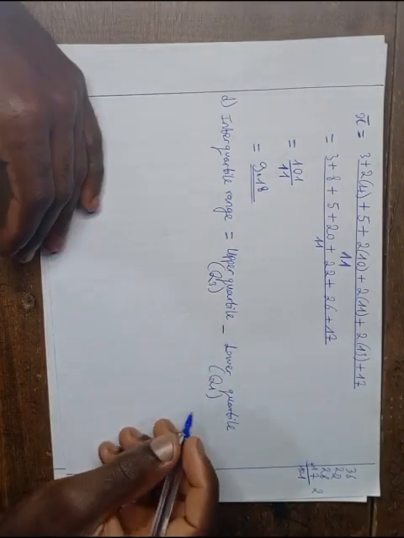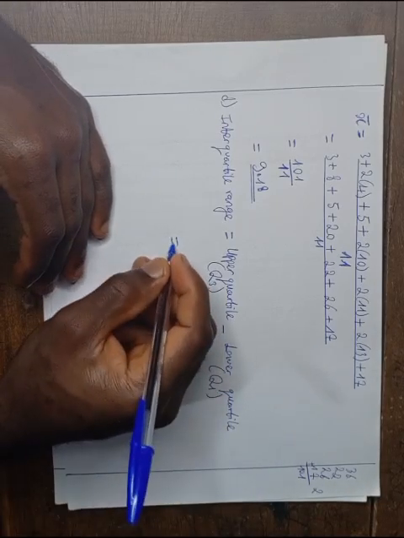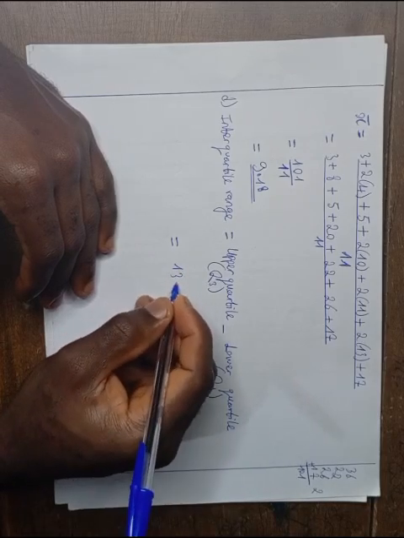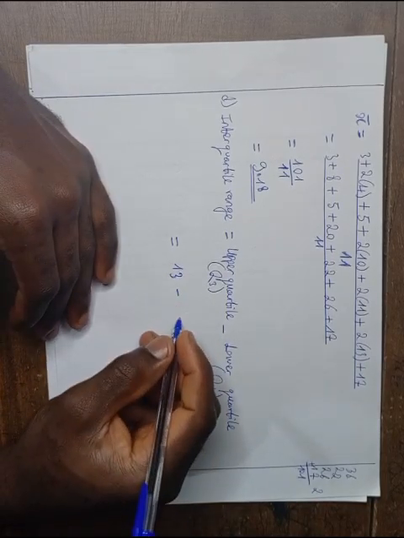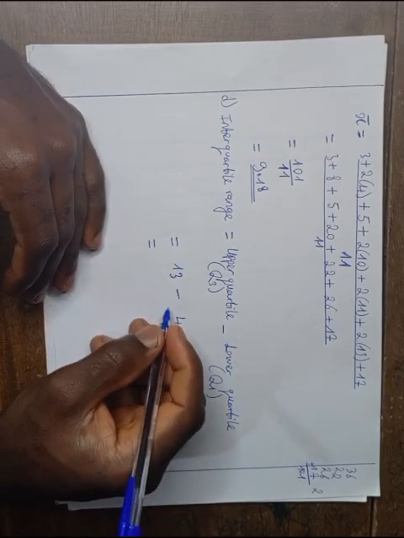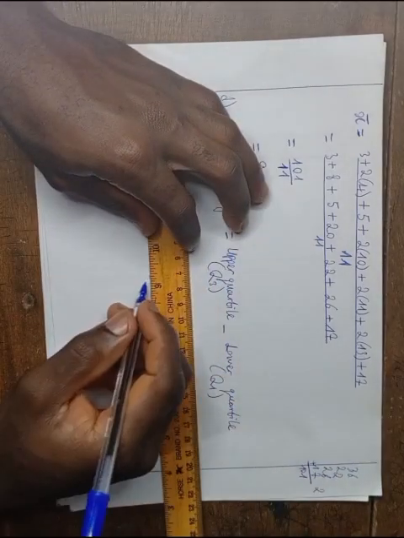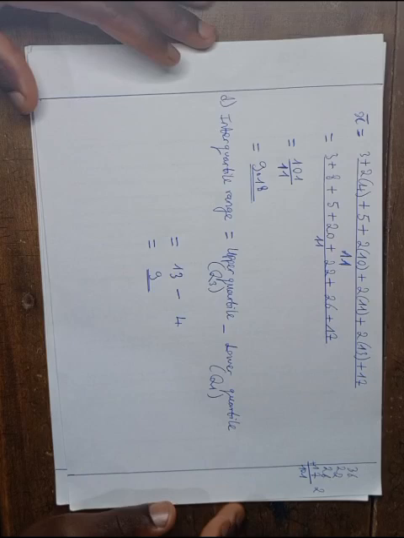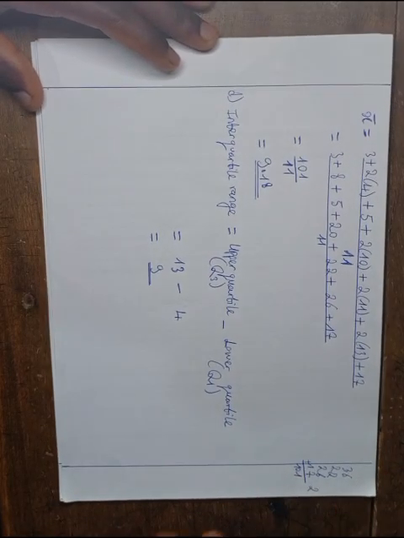So this will give us the interquartile range, which should simply be Q3. Q3 is 13 minus the lower quartile, which is 4. 13 minus 4 gives us 9. So the interquartile range is 9. And the interquartile range simply tells us how spread the data is.